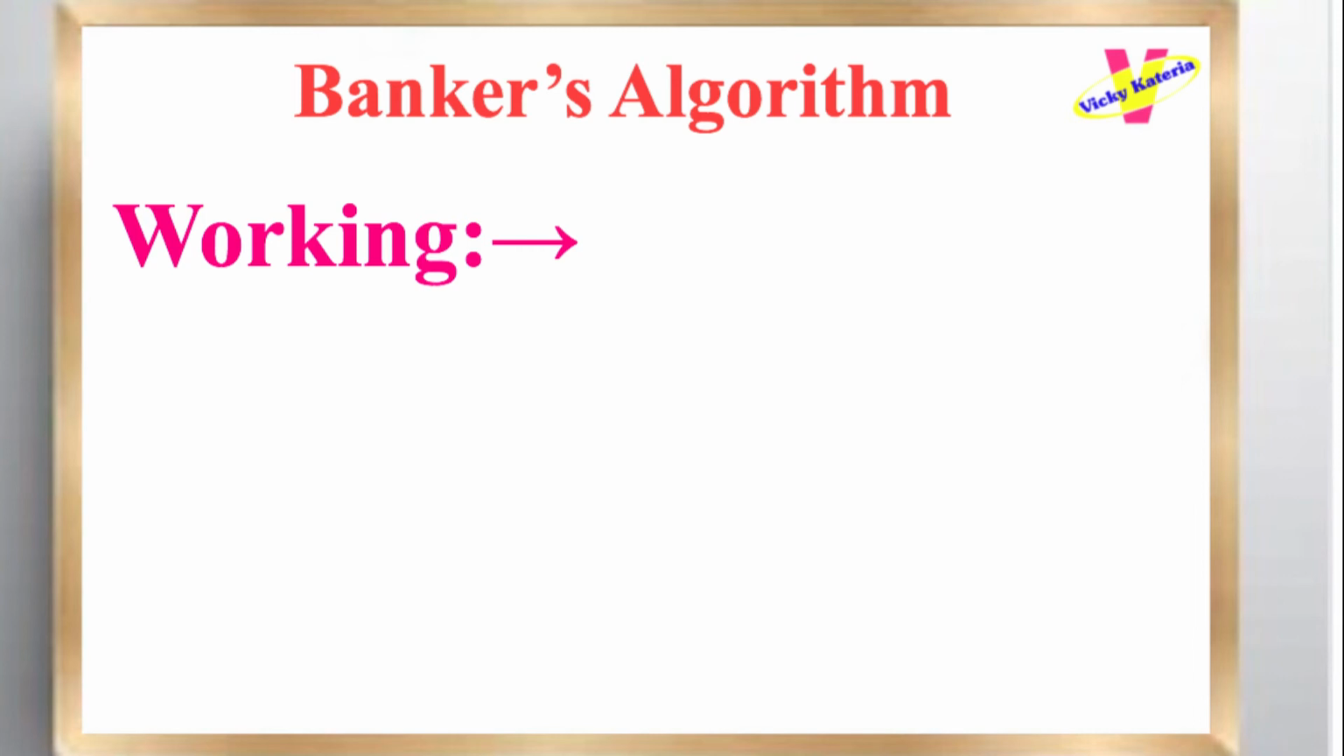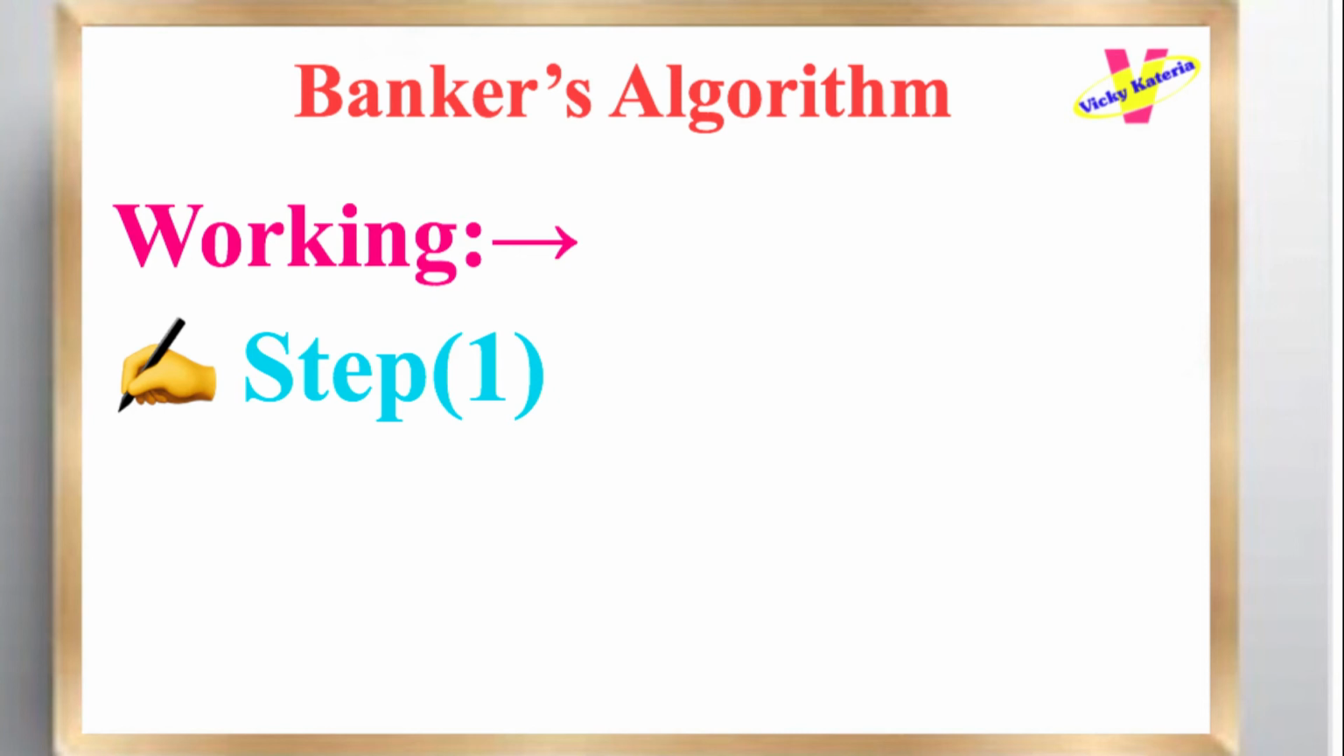Working. Banker's algorithm is executed whenever any process puts forward the request for allocating the resources. It involves the following steps. Step 1: Banker's algorithm checks whether the request made by the process is valid or not. If the request is invalid, it aborts the request. If the request is valid, it follows step 2.